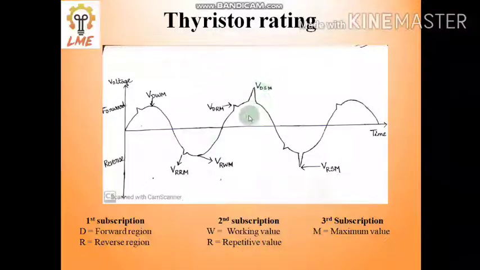Okay, so now let's look at the reverse part. What is given over here? VRRM. R in the first subscript means the reverse region. R in the second subscript means the repetitive value. M in the third subscript means the maximum value. So VRRM can be written as the maximum repetitive reverse working voltage.